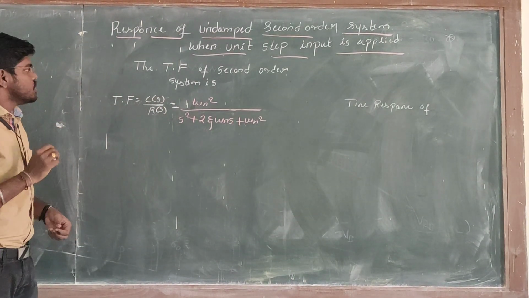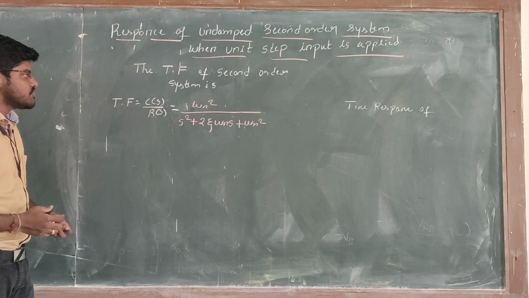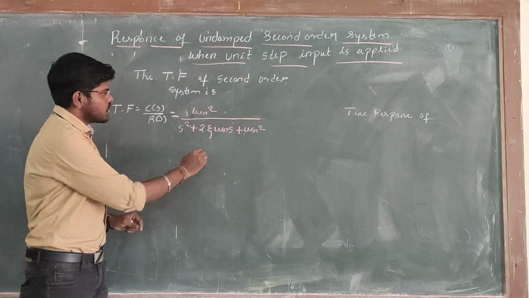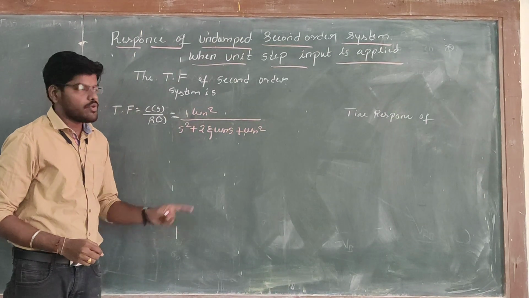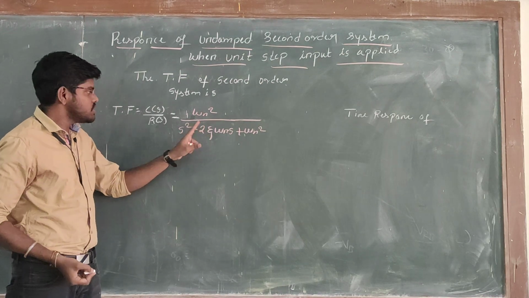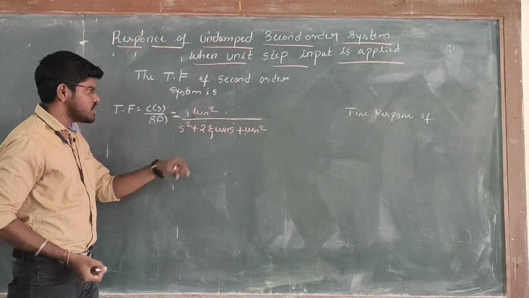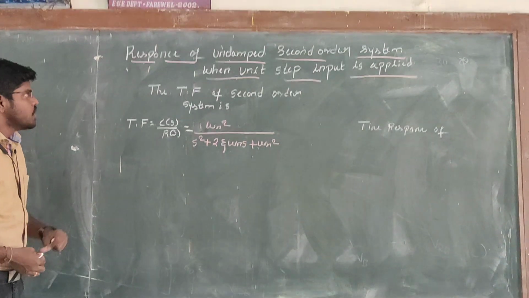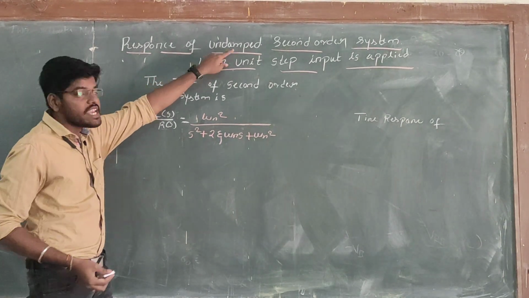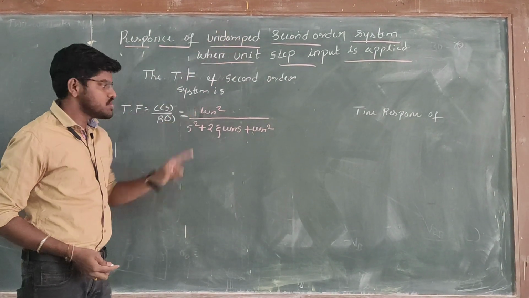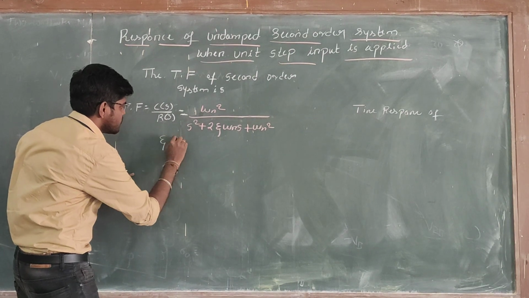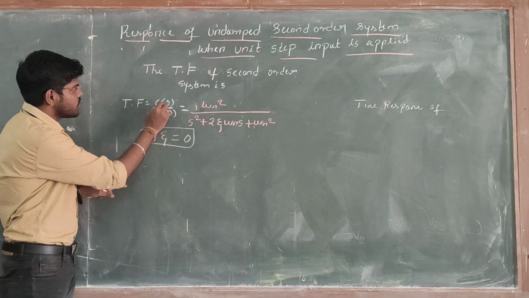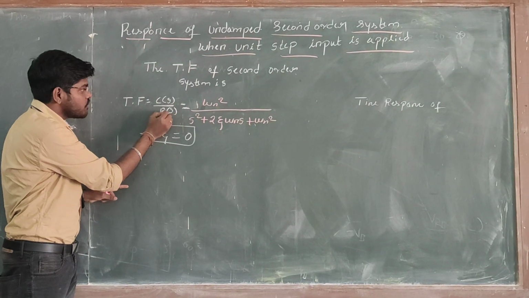We know that the standard transfer function for a second order system is given by omega n square divided by s square plus 2 zeta omega n into s plus omega n square, where omega n is the undamped natural frequency and zeta is the damping factor. Based on the damping factor we have undamped, underdamped, overdamped and critically damped systems. Here we consider the undamped system, which means zeta equals 0, and we need to find the value of C of t for a unit step input.